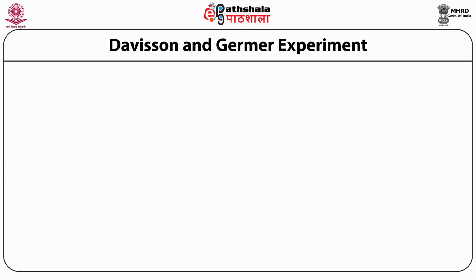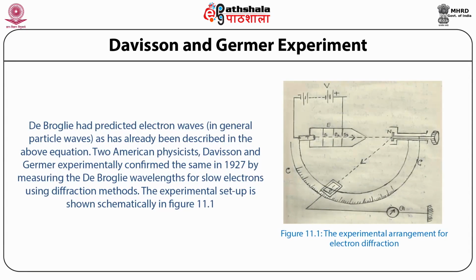Davisson and Germer experiment. De Broglie had predicted electron waves, in general particle waves, as has already been described in the equation. Two American physicists, Davisson and Germer, experimentally confirmed the same in 1927 by measuring the de Broglie wavelengths for slow electrons using diffraction methods. The experimental setup is shown schematically in figure 11.1.